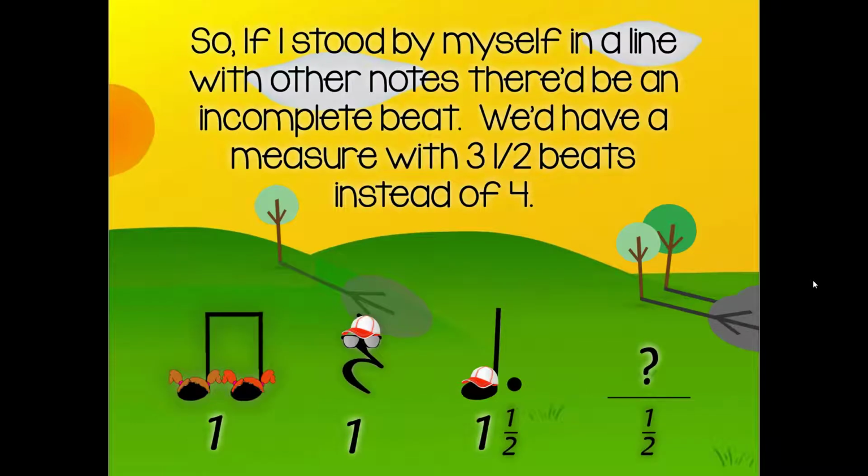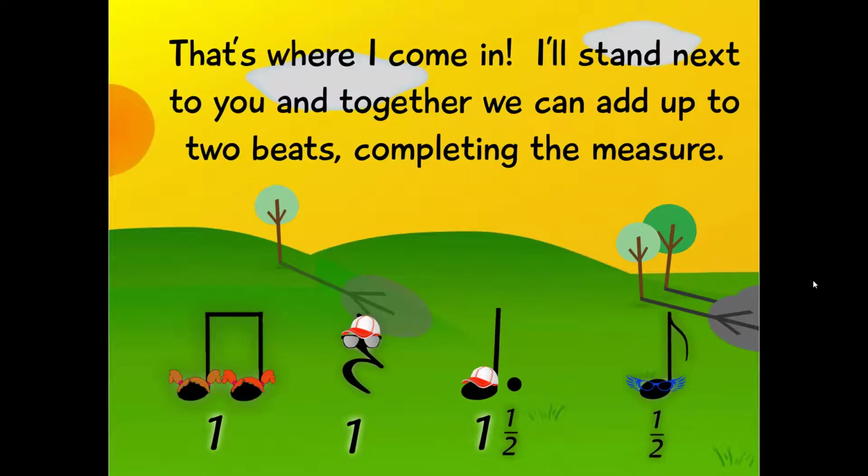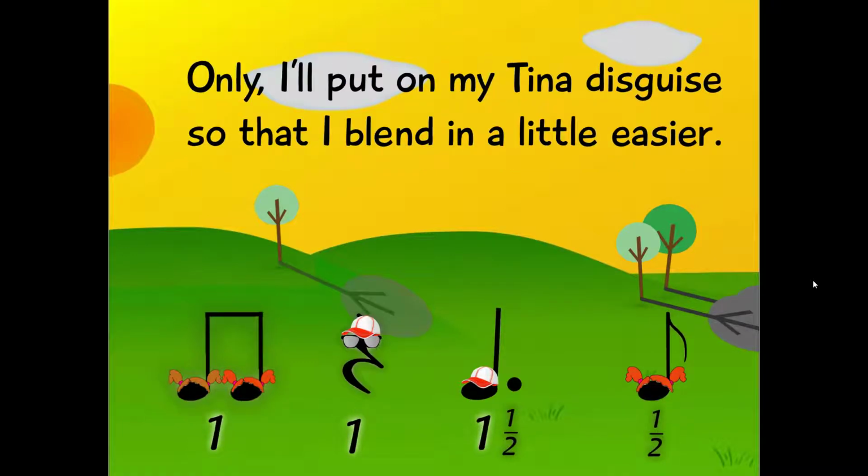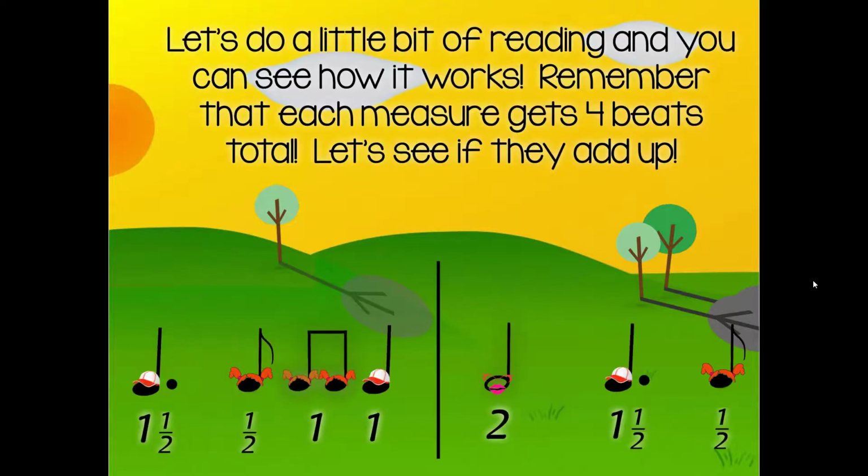So if I stood by myself in a line with other notes, there'd be an incomplete beat. We'd have a measure with 3.5 beats instead of 4. That's where I come in. I'll stand next to you and together we can add up to 2 beats, completing the measure. Only I'll put on my Tina disguise so that I blend in a little easier. Let's do a little bit of reading and you can see how it works.